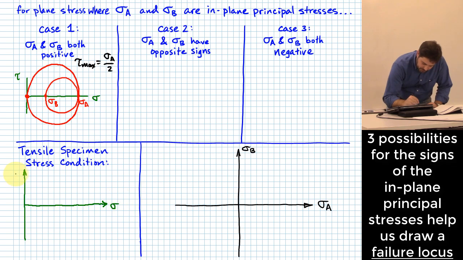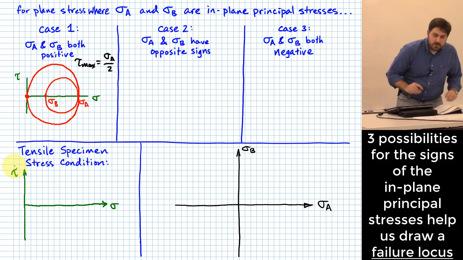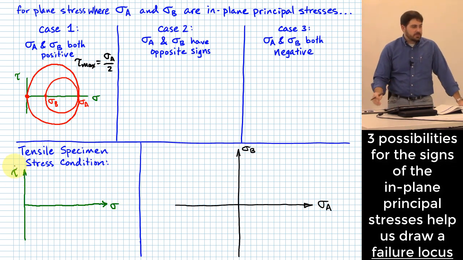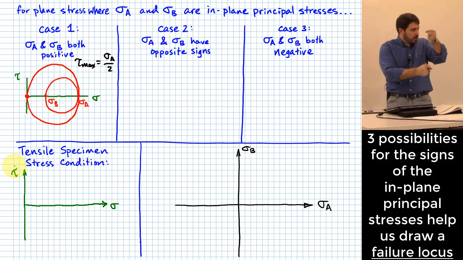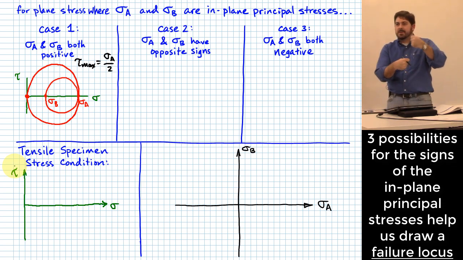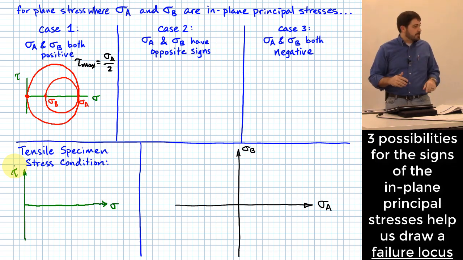Okay, and I'll give you some maybe multiple choice. Would you call it uniaxial, biaxial, or triaxial for a standard tensile test? Uniaxial. You're only pulling on it in one direction. You're not twisting at the same time. You're not trying to pull in multiple directions at the same time. You're only pulling in one direction.